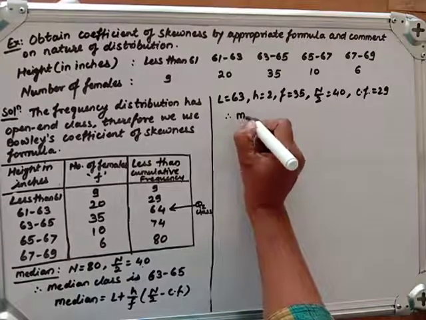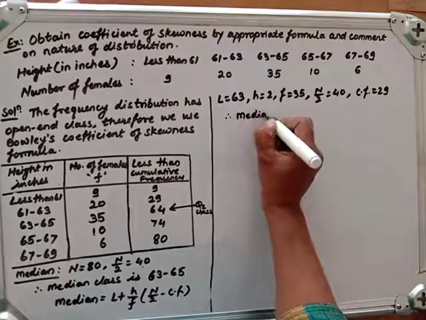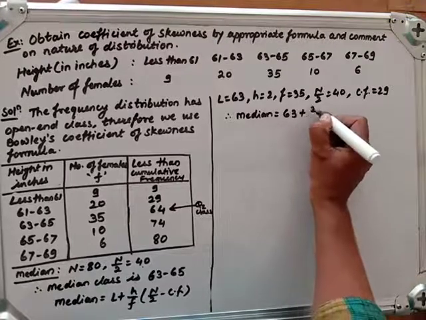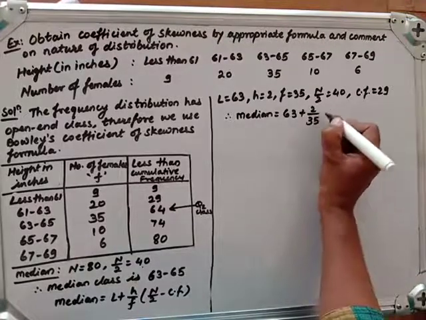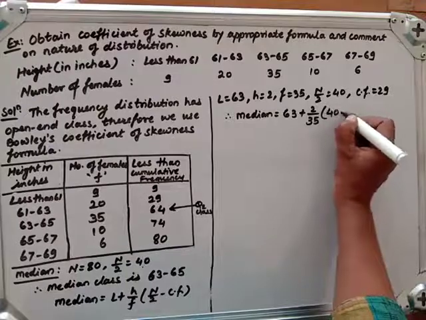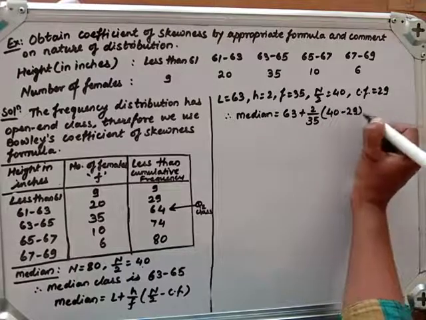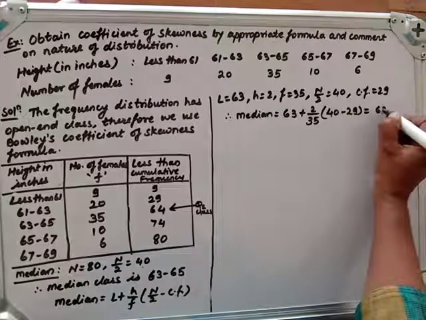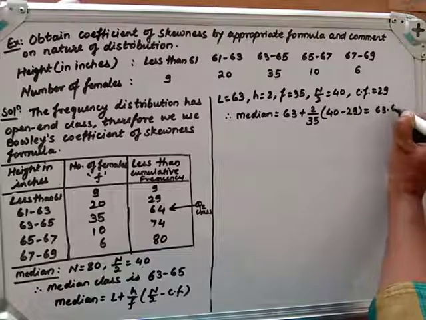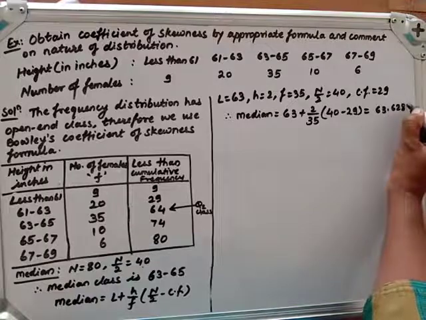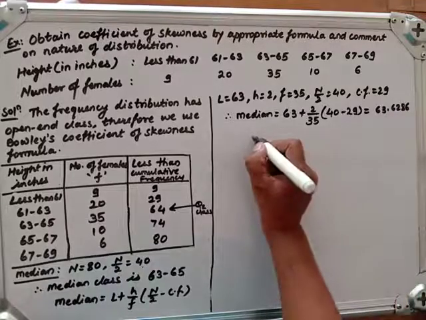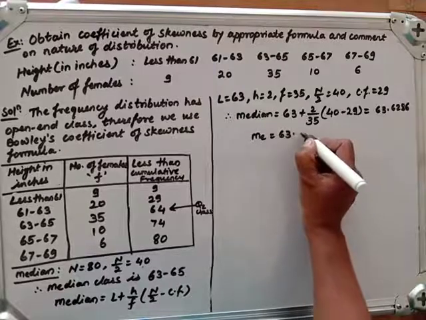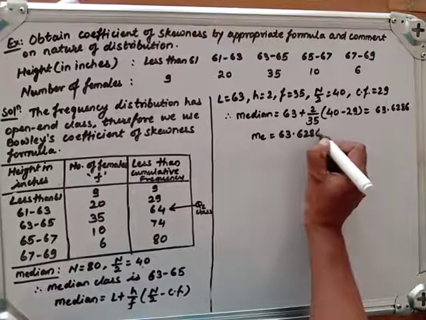So from these values, let us find out median. Therefore, median equal to 63 plus 2 upon 35 into 40 minus 29. And this simplification will give us the value 63.6286. So I get median is equal to 63.6286.